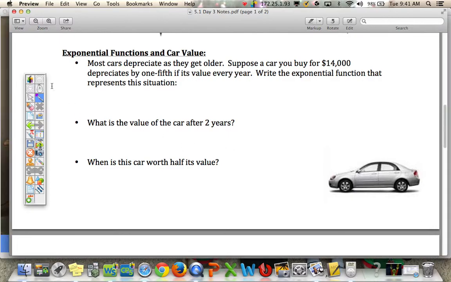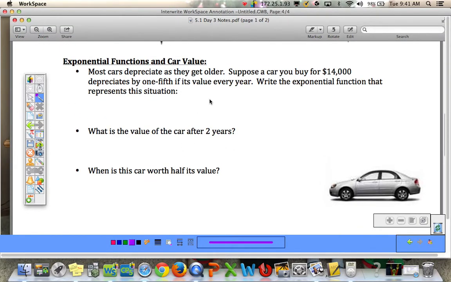The second equation that we look at for exponential functions is y equals our starting value, 1 plus or minus, here it's going to go down, depreciates by a certain rate to the x power. So in this problem, let's say you buy a car for $14,000, and the value of the car depreciates or goes down by 1/5 of its value every year. So if it's depreciating by 1/5, first of all, let's change 1/5 to a decimal. 1 divided by 5. If you type that in your calculator as 1 divided by 5, it's 0.2 or 20%.